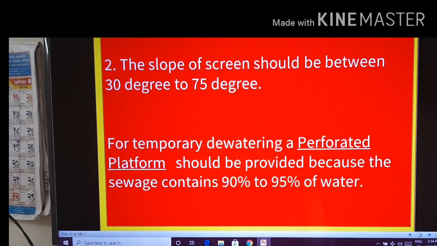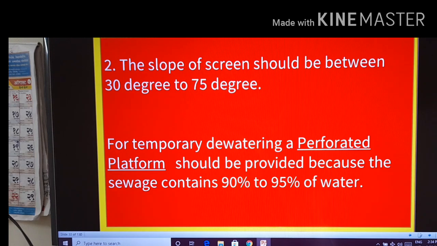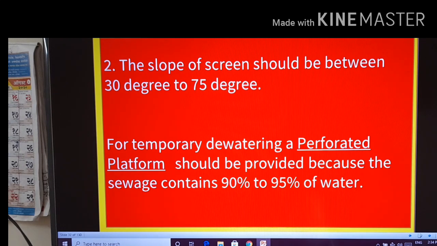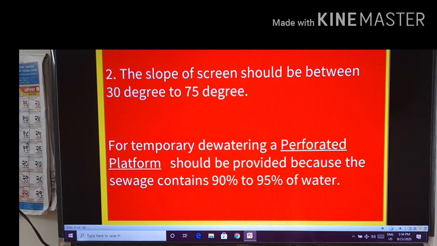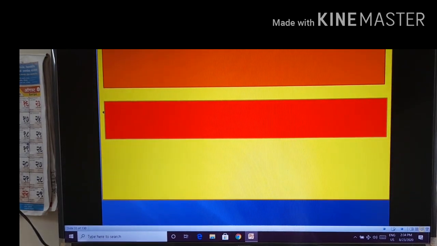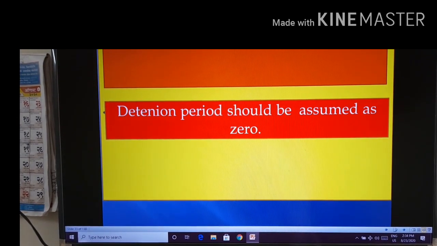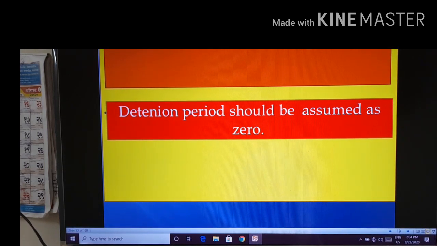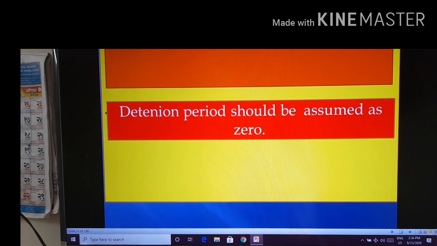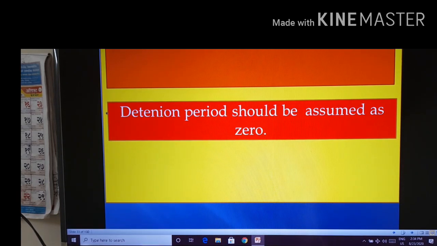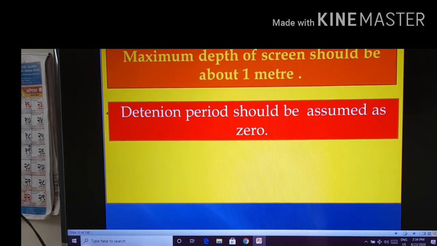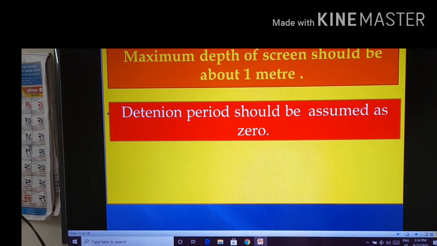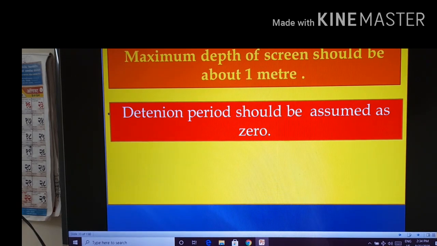For temporary dewatering, a perforated platform should be provided because sewage contains 90% to 95% of water. In screening, the detention period should be assumed as 0. Remember, the maximum depth of screen should be about 1 meter.